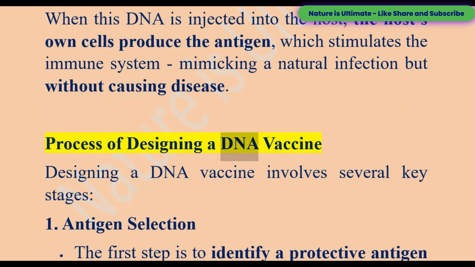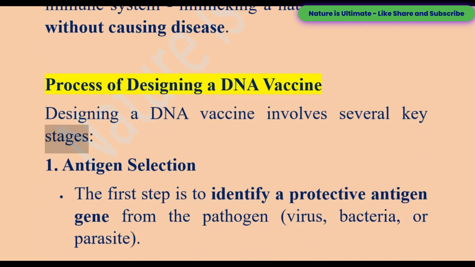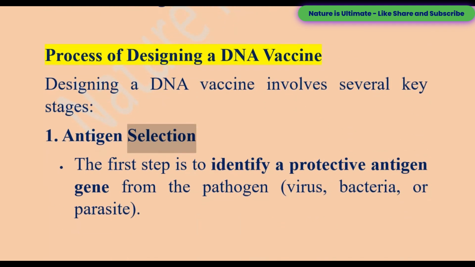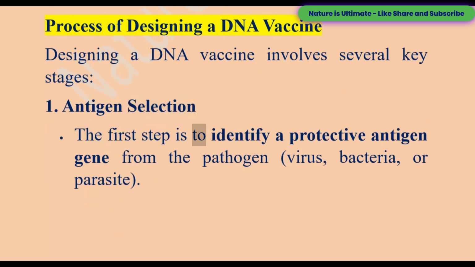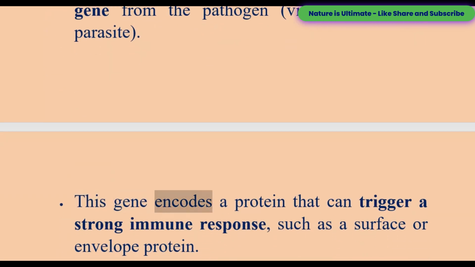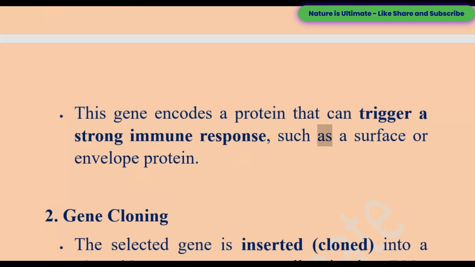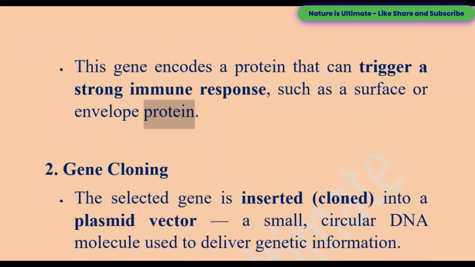Process of designing a DNA vaccine. Designing a DNA vaccine involves several key stages. 1. Antigen selection. The first step is to identify a protective antigen gene from the pathogen, virus, bacteria, or parasite. This gene encodes a protein that can trigger a strong immune response, such as a surface or envelope protein.